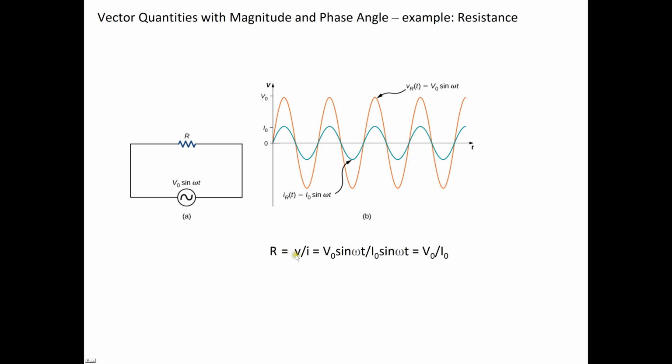So if we determine the resistance as dividing the voltage by the current, we have the voltage waveform, which for a sinusoidal voltage will be V0 sine omega t, where the lowercase Greek letter omega is the angular frequency of the waveform, divided by the current. V0 and I0 are the maximum voltage and the maximum current respectively, and you can see that if we divide the one by the other, we just get V over I. So because voltage and current are in phase, the resistance is a real number.